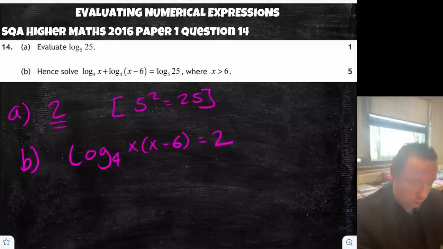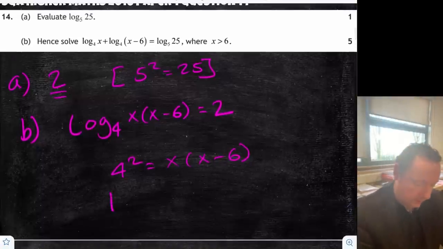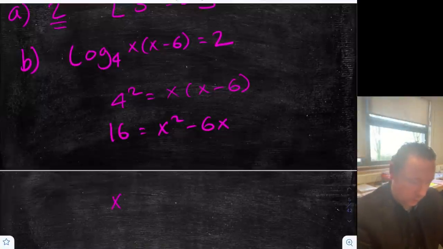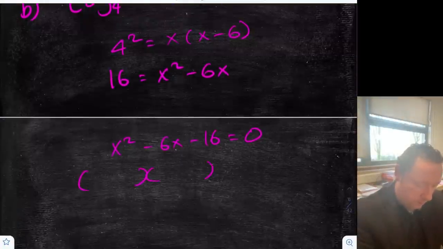So then we can use our rules of logs to say that it's the base to the power of 2 equals the left-hand side. So in other words, 4 squared equals x times (x minus 6). That eliminates my log. Now we're just going to get a quadratic, 16 equals x squared minus 6x. Moving over to the same side, you get x squared minus 6x minus 16 equals 0. So you've got a quadratic to solve. Hopefully that's factorizable. x and x, 8 and 2. Minus 8 plus 2, because minus 8 plus 2 is minus 6. Minus 8 times 2 is minus 16.